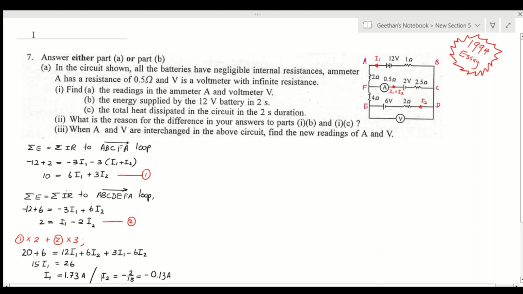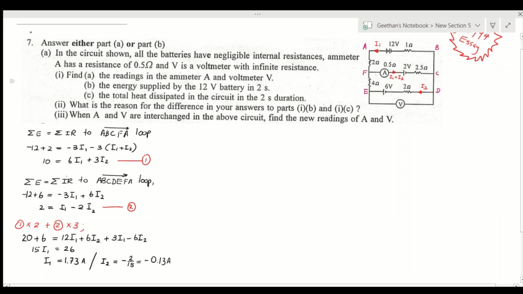1994 essay question. Here in this diagram I have marked the currents I1, I2 and I1 plus I2, and I have also marked points A, B, C, D, E, F, so I can apply Kirchhoff's rules. I have applied Kirchhoff's second rule, sigma E equals sigma IR, to the ABCFA loop. From that I get equation number 1, and then I apply sigma E equals sigma IR to the ABCDEFA loop. From this I get the second equation.